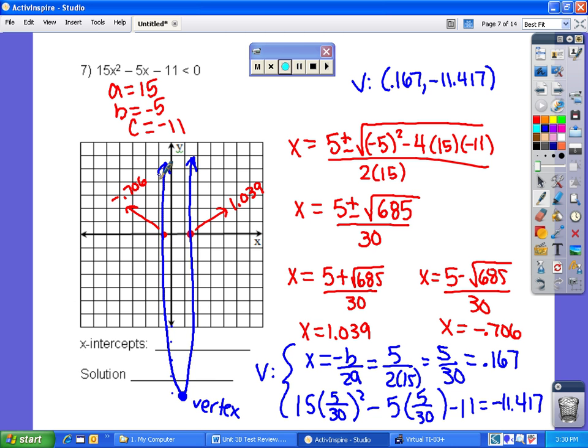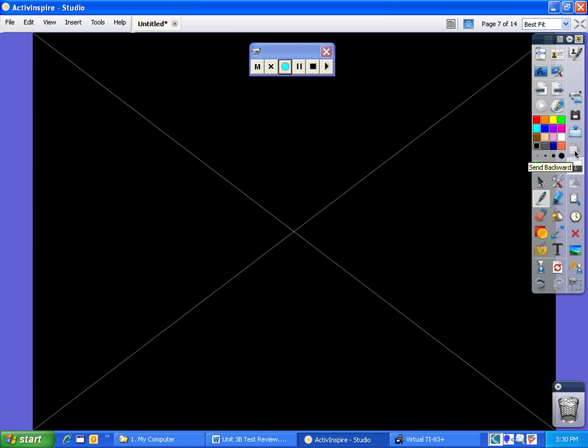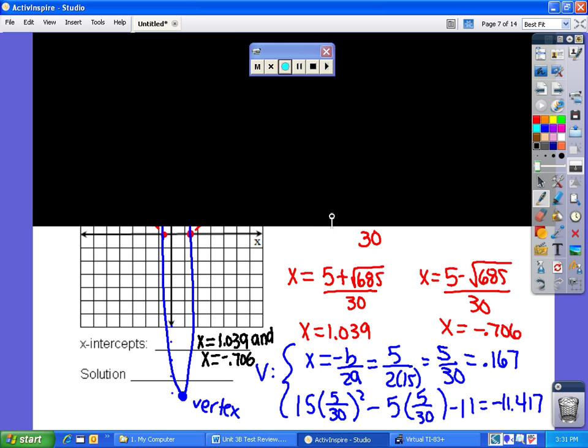So this is so long that it went through my answer area. So my intercepts are 1.039 and negative 0.706. Now, since it says less than here, that means we're looking below the x-axis. So you would pretty much cover everything that's not below the x-axis. So we only need these numbers here. So below the x-axis means we're only looking at these numbers in here.